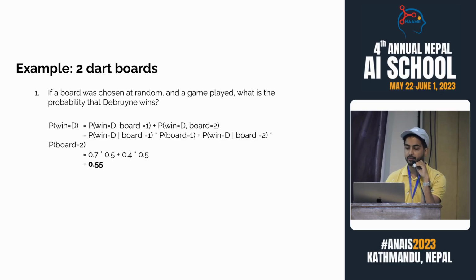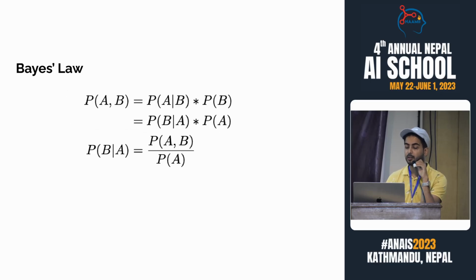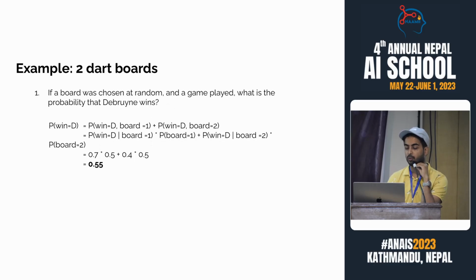Now let's go back to the definition from earlier. Probability of A comma B is probability of A given B times probability of B. So probability of win equals De Bruyne is probability of win equals De Bruyne given board 1 times the probability of board 1, plus probability of win equals De Bruyne given board 2 times the probability of board 2. Now we just do the math, and we get 0.55.